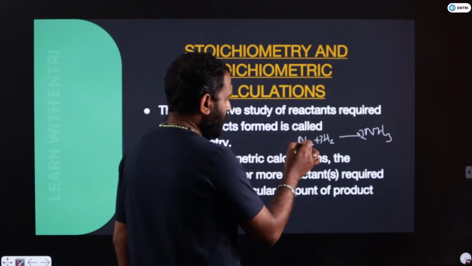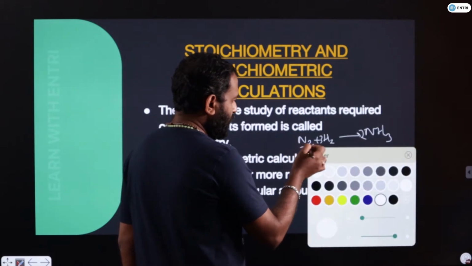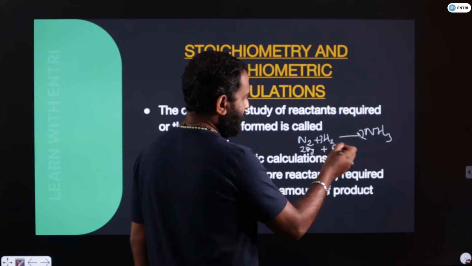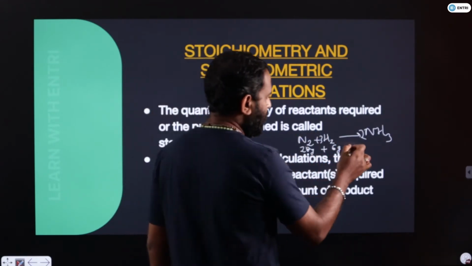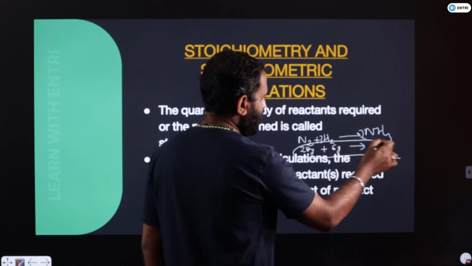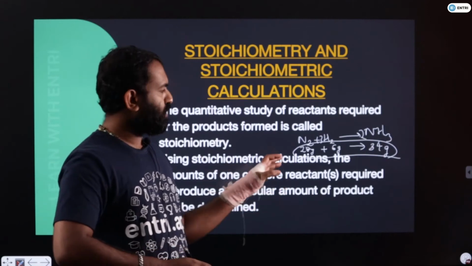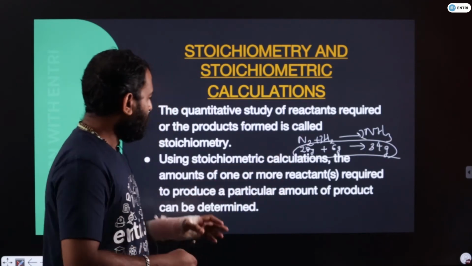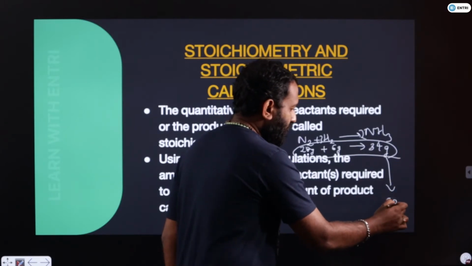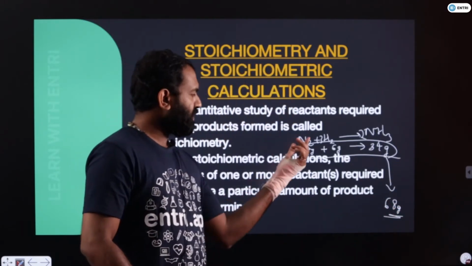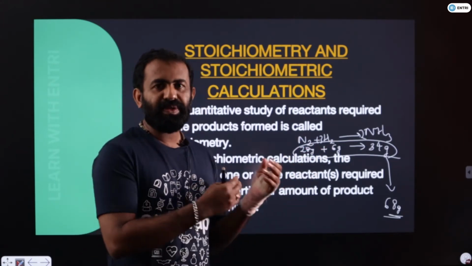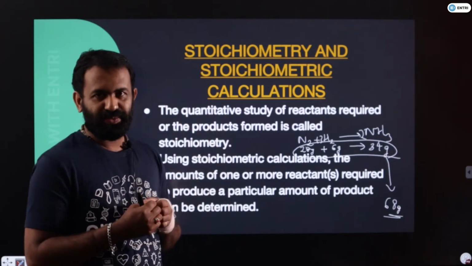Here, 28 gram nitrogen combines with 6 gram hydrogen, that is 3 mole hydrogen, to give 2 mole ammonia, that is 34 gram ammonia. This is the basic stoichiometric calculation. By stoichiometry, if we need 68 gram ammonia, how much nitrogen is required, or how much hydrogen is required? These basic calculations are based on stoichiometry.